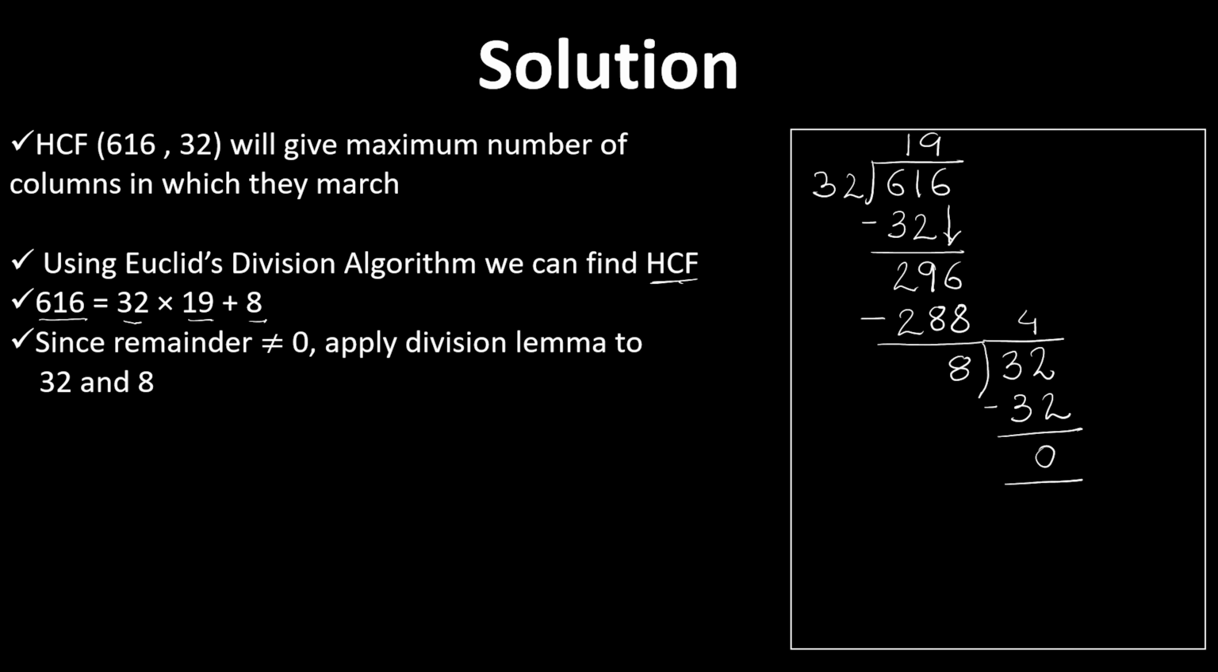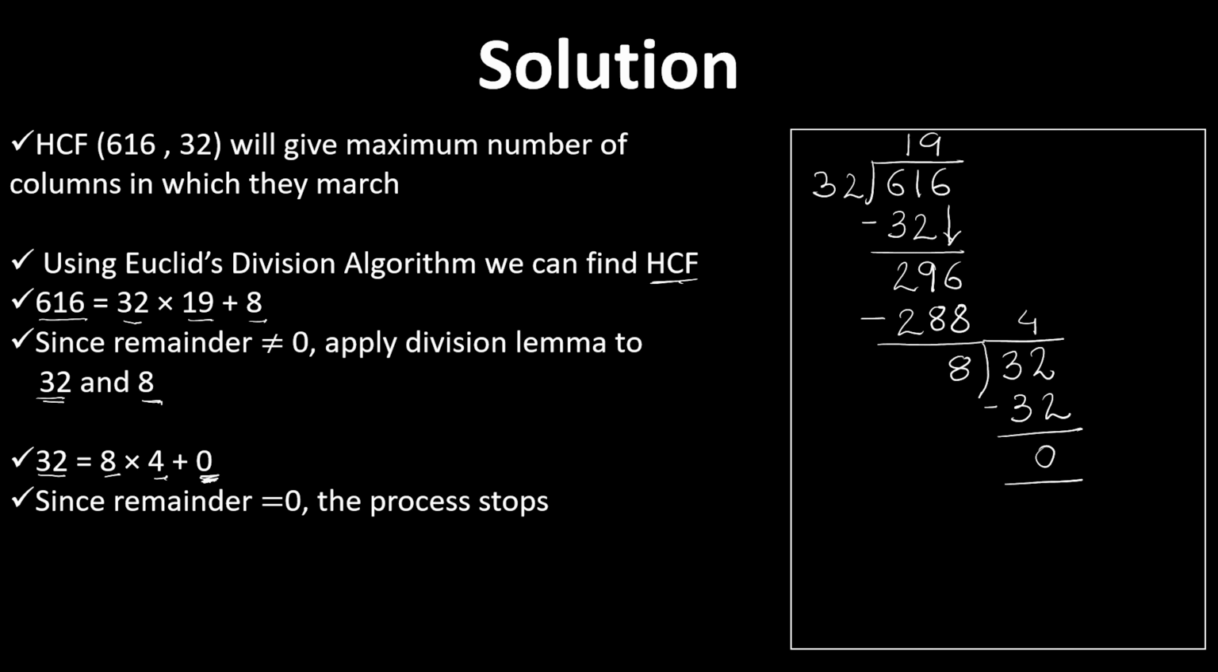Now since remainder was not equal to 0 in the previous step, we applied division lemma to 32 and 8, considering 32 as our dividend and 8 as our divisor. And hence after division we got a remainder of 0. So we will write it down as 32 equals 8 into 4 plus 0. Now here we got the remainder as 0. So since remainder is equal to 0 over here, the process of division will stop.